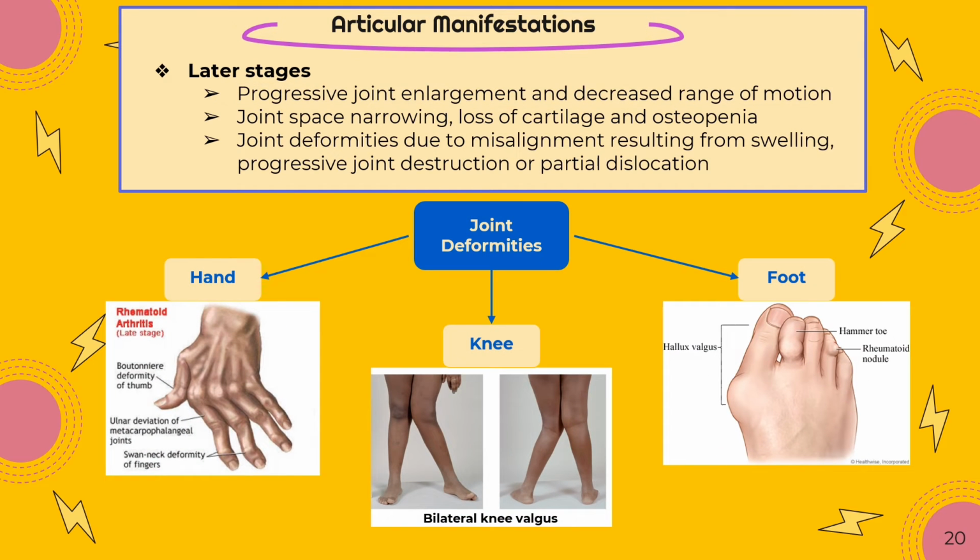In the later stages, patients typically have progressive joint enlargement and decreased range of motion. Narrowing of the joint space, loss of cartilage, and osteopenia can be seen. Joint deformities develop due to misalignment, resulting from swelling, progressive joint destruction, or partial dislocation. Examples of joint deformities of the hand include boutonniere deformity, ulnar deviation, and swan neck deformity. For the knee, we have bilateral knee valgus, and on the foot is hallux valgus, also known as bunion, and hammer toe.